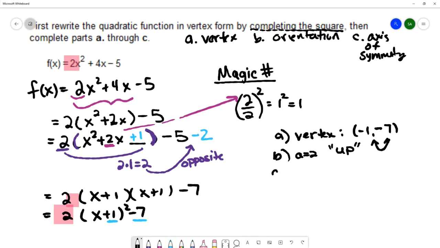And then finally, the axis of symmetry. The axis of symmetry is going to be a vertical line that passes through the vertex. And because it passes through the vertex, we're going to use the x-coordinate from the vertex to write the equation of that vertical line. So it's going to be x equals negative 1 for the axis of symmetry.